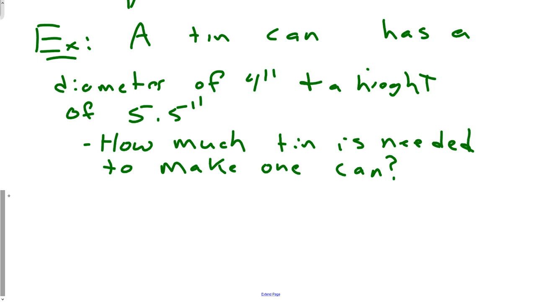So when I'm talking about the tin needed to make a can, I'm talking about the outside area of a three-dimensional object. Right, Hayla?